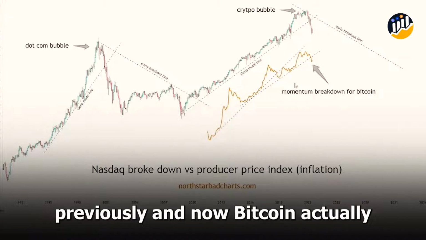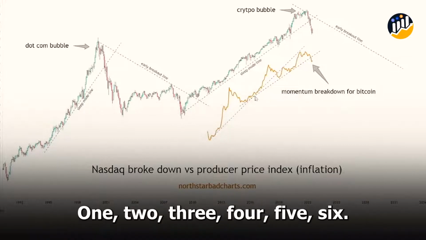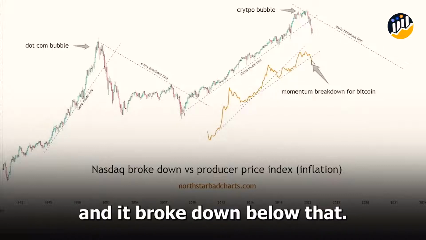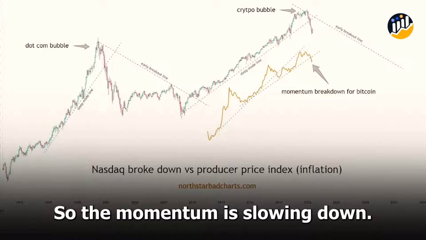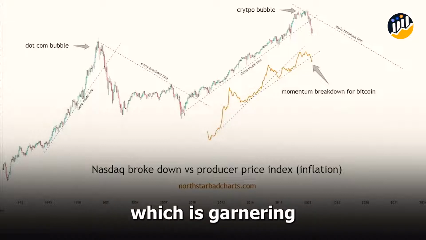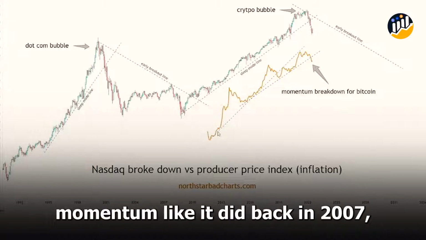And now Bitcoin actually broke down. 1, 2, 3, 4, 5, 6. This is a very valid trend line, and it broke down below that. So the momentum is slowing down. You don't want to go on the train that's leaving the station, which is garnering momentum like it did back in 2011, like NASDAQ.